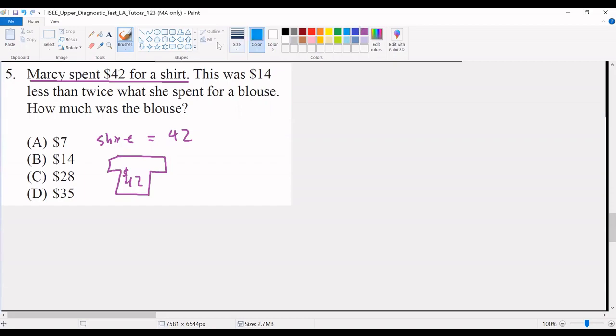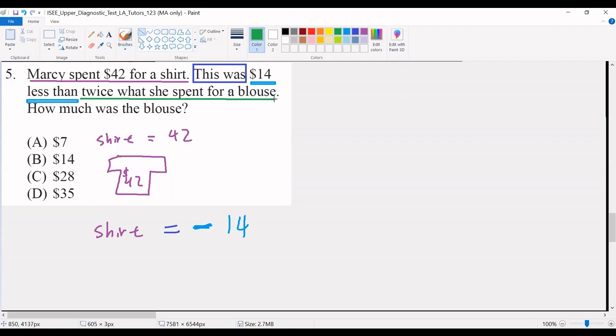Then we continue reading, this was. Whenever you see the word this was, or the word was, it refers to an equal sign. So what they're trying to tell us here is that the shirt is equal to some statement. Then we continue reading: 14 less than twice. So less than here refers to some kind of subtraction. Whatever the value we have now, in this case 14, at some point we're going to have to subtract 14 from something.